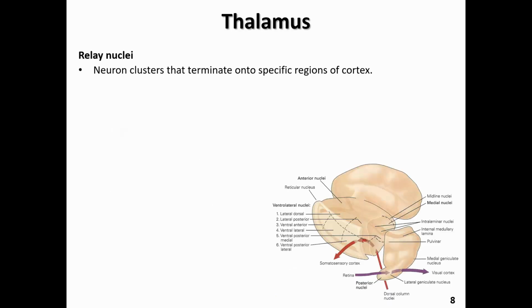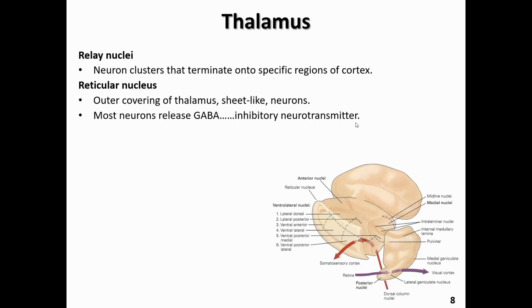The relay nuclei refer to clusters of neurons that terminate onto specific regions of the cortex. And so these relay nuclei are often referred to as upper order sensory neurons that will eventually terminate onto the cortex. The reticular nucleus is an interesting region of the thalamus, which is arranged in what is often described as a sheet, which makes up the outer layer of the thalamus. And we'll see this label here shortly.